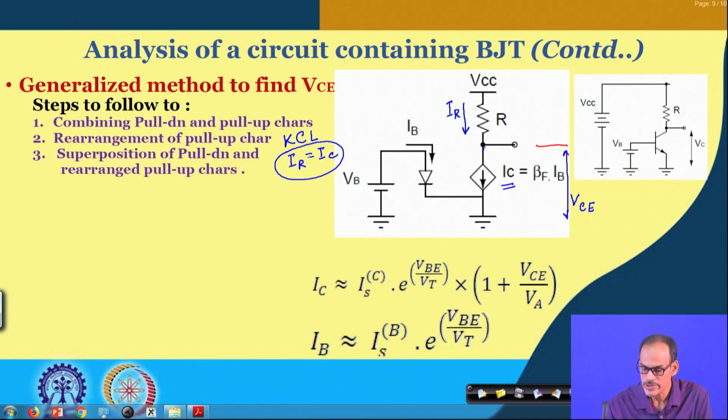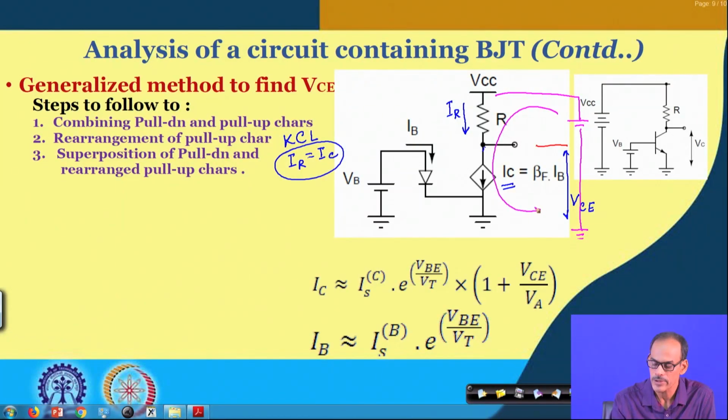And then on the other hand, if we consider KVL, we have VCC here. In fact, VCC is basically saying that we have VCC connected to ground. So, if I consider this loop, KVL suggests that VCC equals the drop across this resistance R plus VCE.